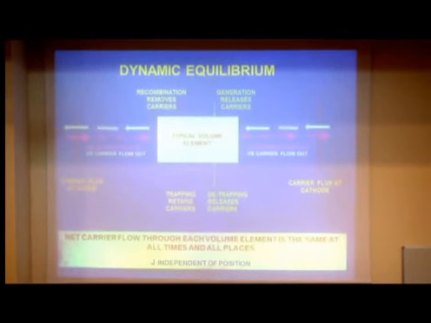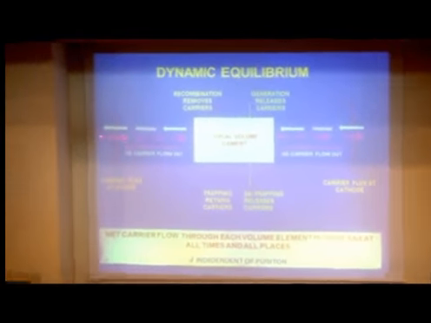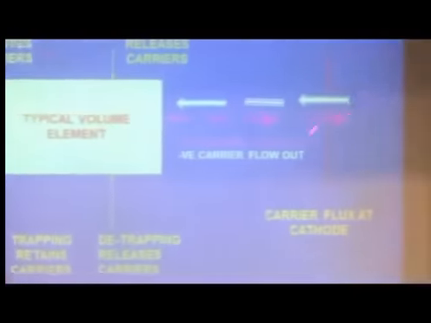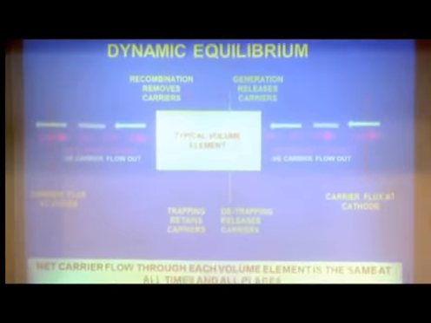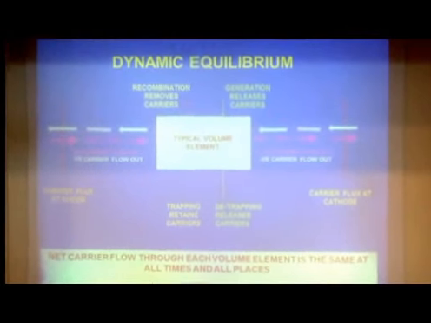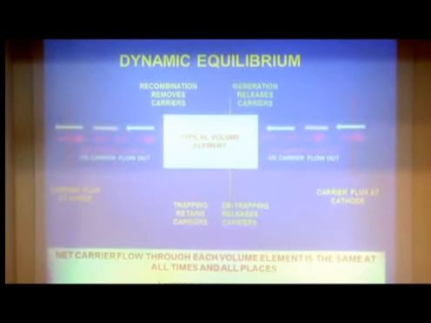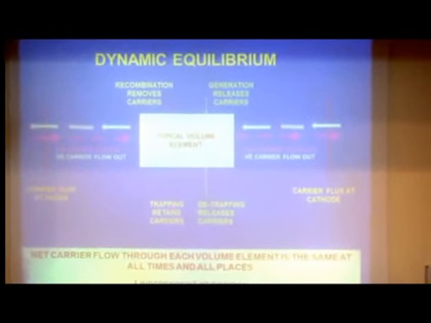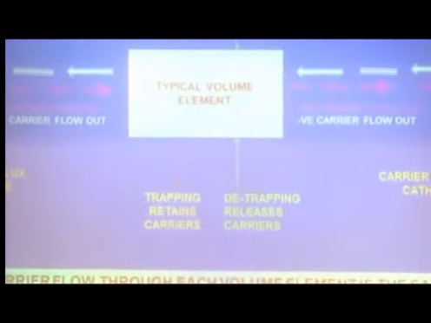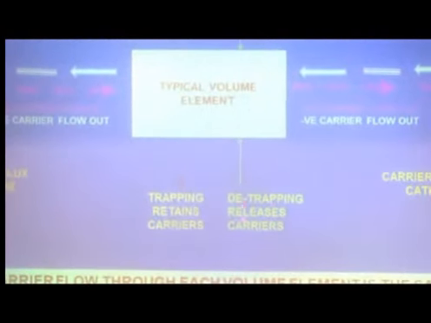In order for that to occur, we have to have a dynamic equilibrium. What I've put here is, say, positive charge moving in at the anode and positive charge being removed at the cathode, negative charge injected at the cathode being removed at the anode. And if we look at a typical volume element of the material, in general there's a large number of processes going on. We can trap the carriers, so the trapping retains the carriers. But we can detrap and release carriers.